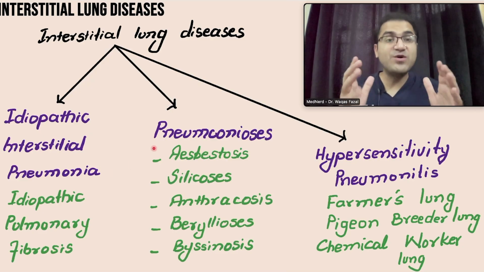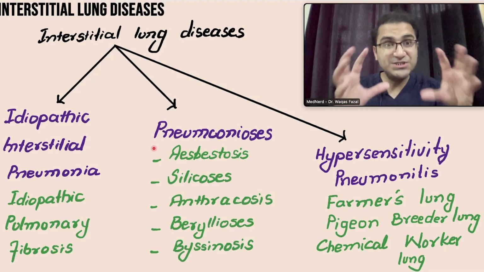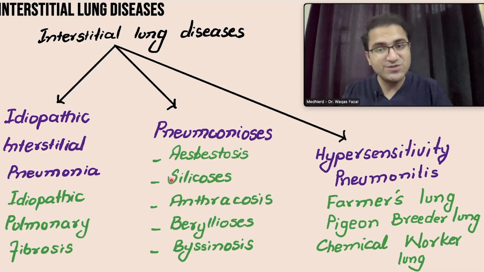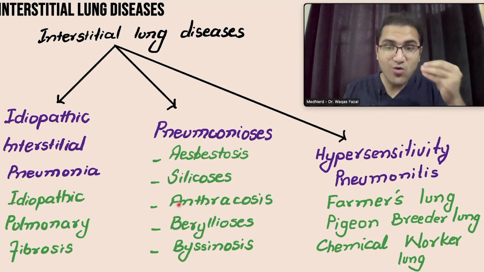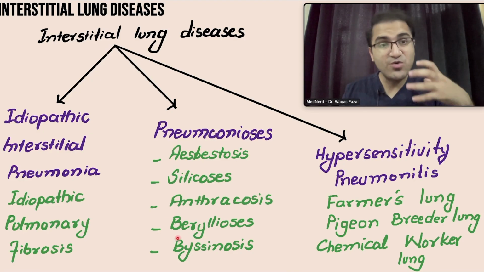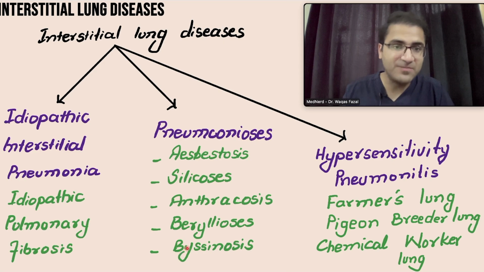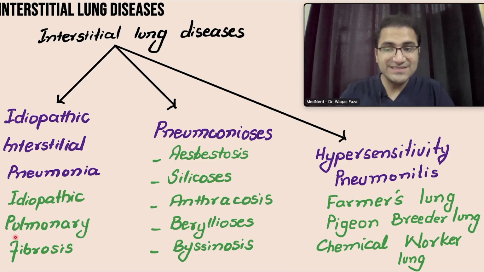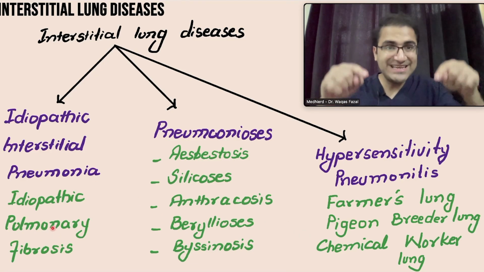Now, there will be cases when you know the cause of exposure, when you know which dust is causing the exposure. They include pneumoconiosis and hypersensitivity pneumonitis. Pneumoconiosis include asbestosis, where there is exposure to asbestos, silicosis, where there is exposure to silica, anthracosis, where there is exposure to coal dust, berylliosis, where there is exposure to beryllium, byssinosis, exposure to cotton. In the hypersensitivity pneumonitis, that is farmer's lung, pigeon breeder's lung, patients who are having pigeons at their home, chemical worker lung. What we are going to do is that we are going to talk about and discuss idiopathic pulmonary fibrosis in detail in this video.